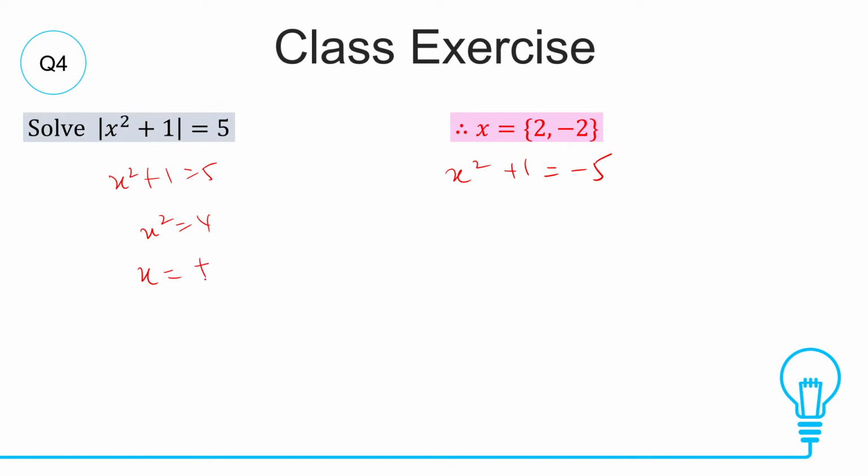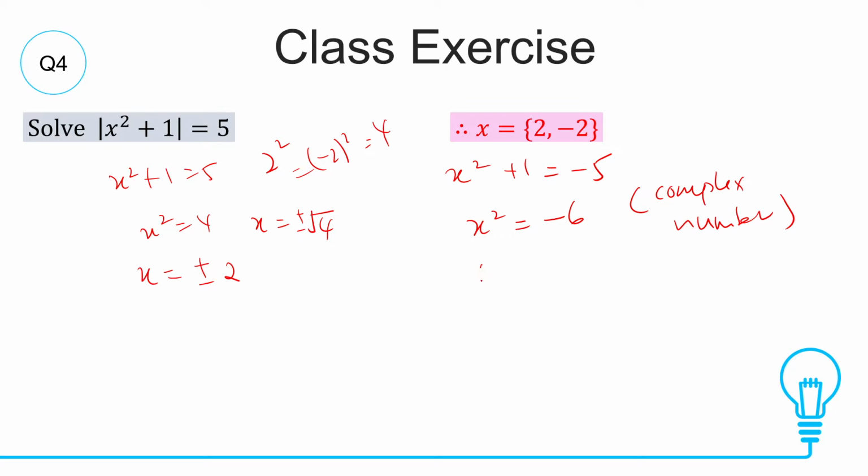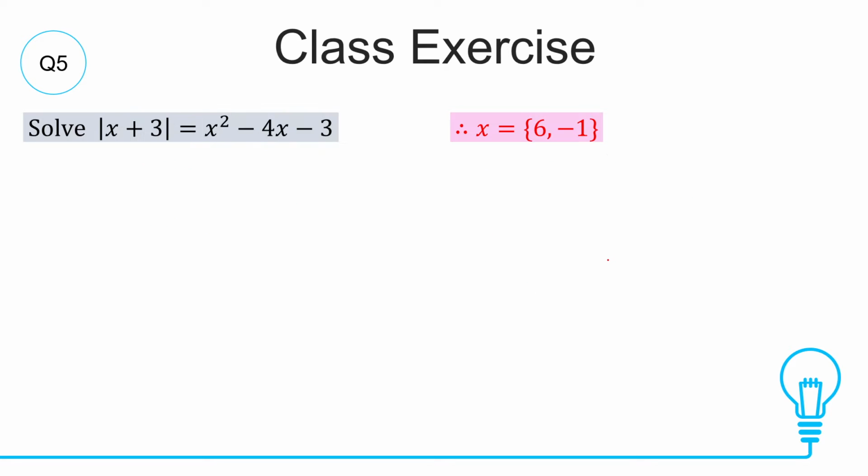So x will be plus minus 2. Still remember, this one is x squared equals 4, so x equals plus minus square root of 4. That's why it's 2. Why is there a plus minus? Remember, 2 squared and negative 2 squared both give you 4. How about this one, x squared equals minus 6? This is impossible because it will produce a complex number. So this is rejected because you only deal with real numbers.